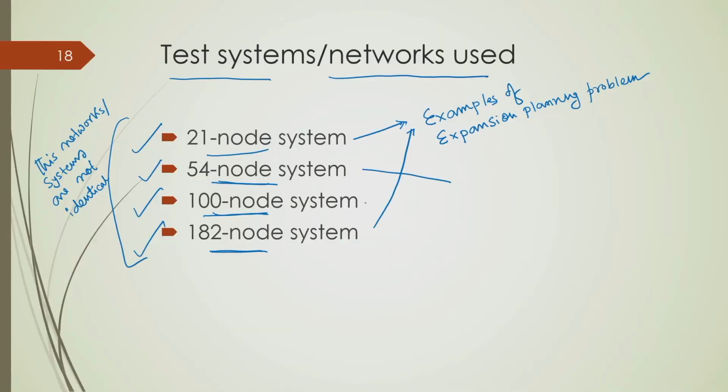We have some pre-existing networks which need to be expanded with some additional nodes or additional load points. Okay. But this 54 node and 100 node system, these are examples of static planning.